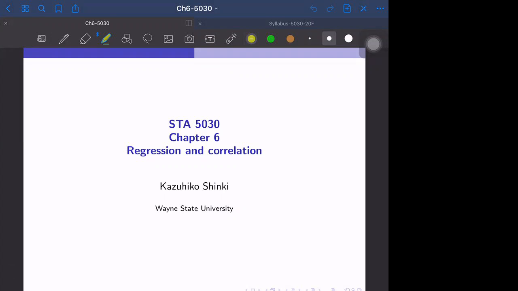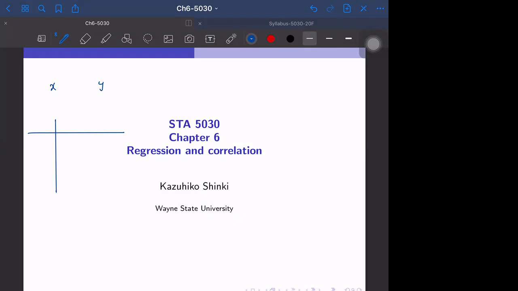So we investigate the relationship between two variables, X and Y. For example, X is the horsepower of the car and Y is the mileage, something like that. And chapter 6 and later are mostly the same topic, but we have different types of data.